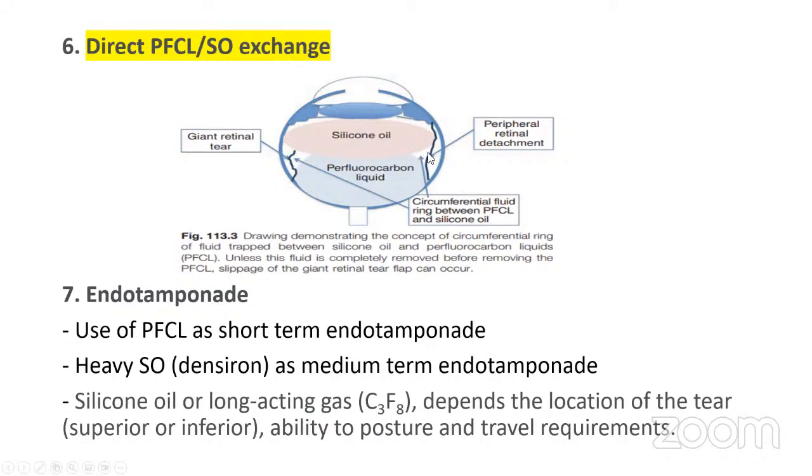In between here is where the fluid is collected. So it generally forms a circumferential fluid between your heavy liquid and your silicone oil. In order to prevent slippage, we need to make sure that the fluid over these edges is completely drained before we remove the heavy liquid. If not, the slippage can still happen, because there is a space here if the fluid is not completely drained.